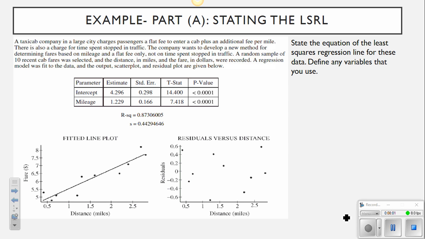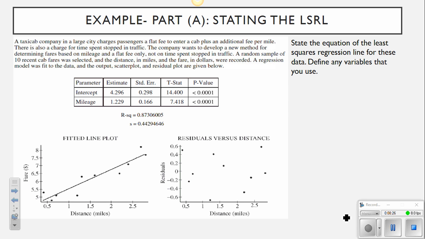The company wants to develop a new method for determining fares based off mileage and a flat fee only, not time spent stopped in traffic. Because you ever take a cab and all of a sudden it starts increasing your fare even though you haven't moved? They also charge you based off the time you spend in the car. Kind of sucks. A random sample of 10 recent cab fares was selected and the distance in miles and the fare in dollars were recorded. A regression model was fit to the data, and the output, scatter plot, and residual plot are given below.